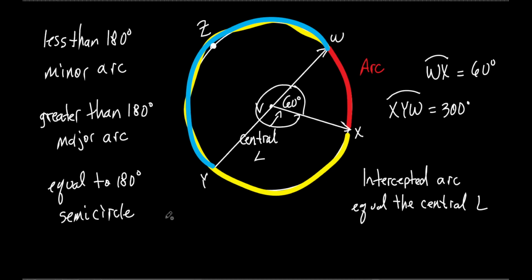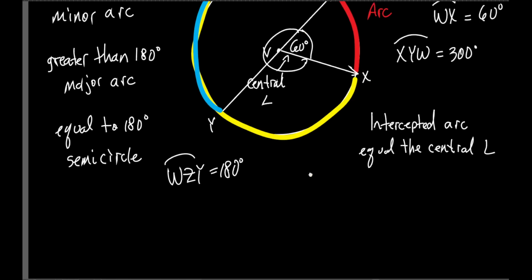So how would I name that blue one right there? Arc what? WZY. All right, so arc WZY, put the little arc symbol over top of it, and that's equal to 180 degrees. And we call that a semicircle. You good with that? All right, let's move on. Harder stuff now? I don't know if it's harder, it's just different.